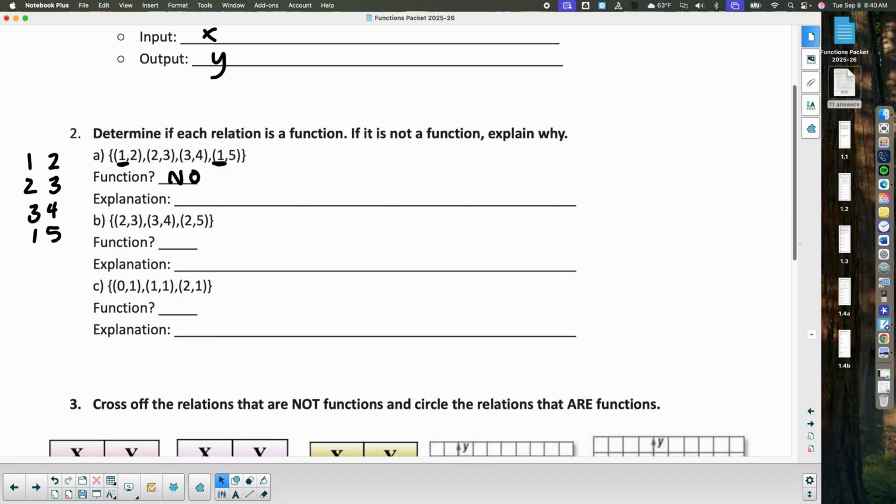2, 3, 3, 4, 2, 5, the exact same setup. There are 2 2's, and they have different answers with them, so this one is no. Third one, 0, 1, 1, 1, 2, 1. Well, they all have different first numbers, and so automatically it is a function. It's okay that they all have the same answer. What you cannot have is 2 different answers from the same number.